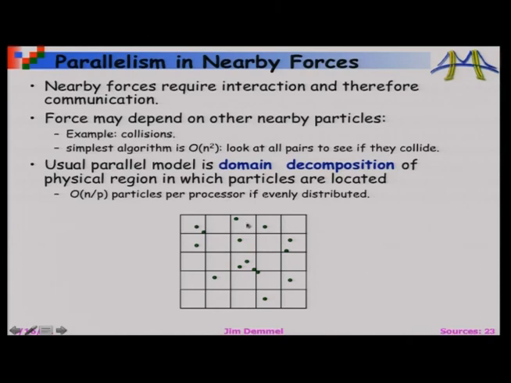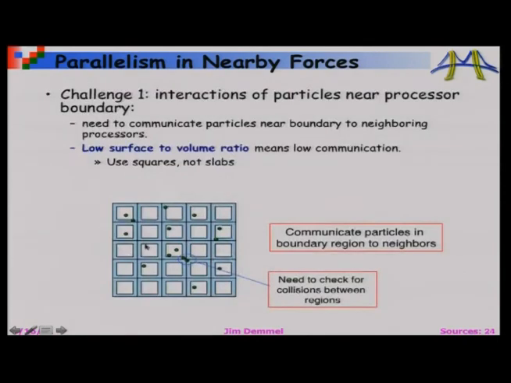So each processor is going to be responsible for the particles in the little domain that it executes. And so that's going to make the parallelism quite easy, sort of. But I still have some challenges. In particular, I need to worry about if I'm in the middle of a domain, like that processor, all my nearest neighbors are also on the same processor. I don't have to do any communication to figure out whether there's a force on me.